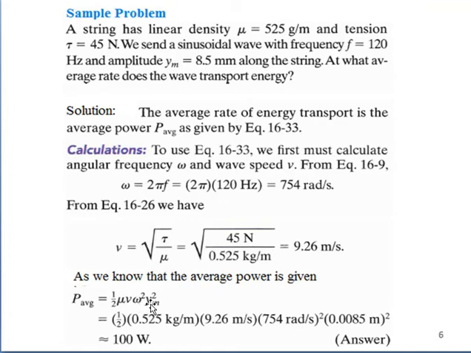Ym, the amplitude, is 8.5 millimeter, it is easy to plug in. But what is v? We know that v is equal to the square root of tau over mu, that is the tension in the string divided by its linear mass density, under the root. This gives you the phase speed of the wave. So determine omega and v, plug in the values in this equation, and you get the average power to be about 100 watt.